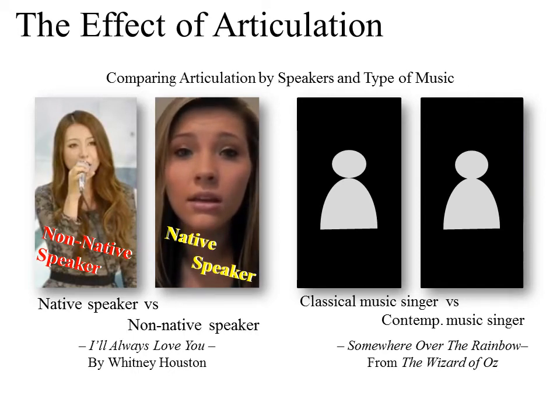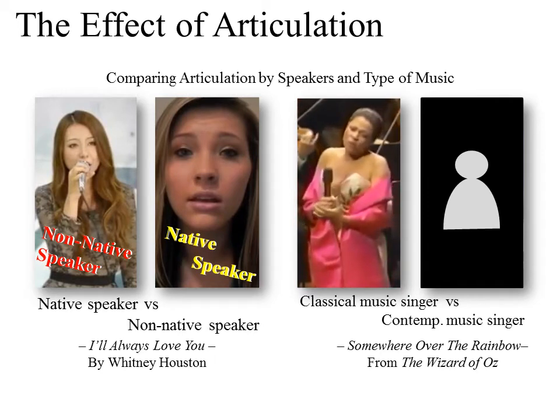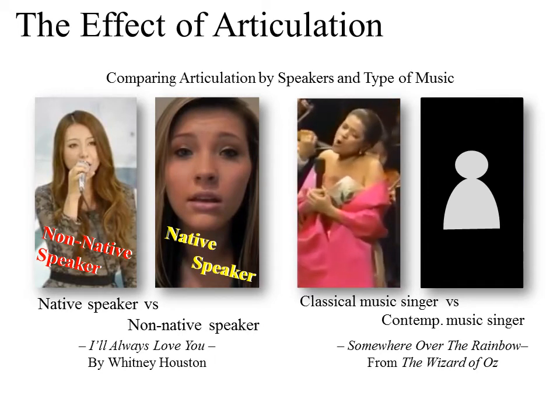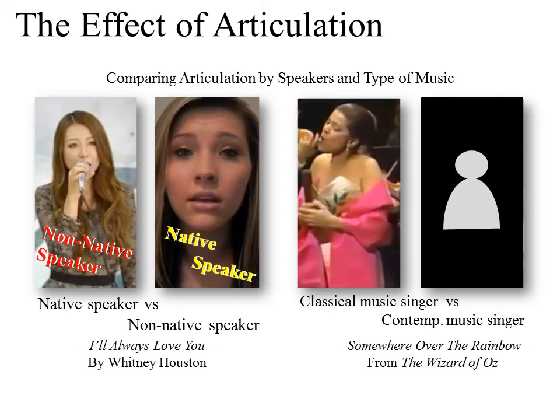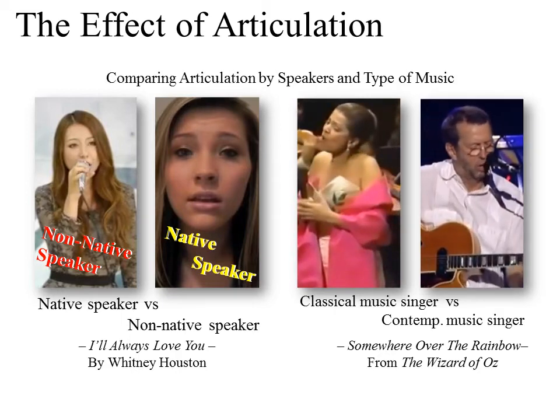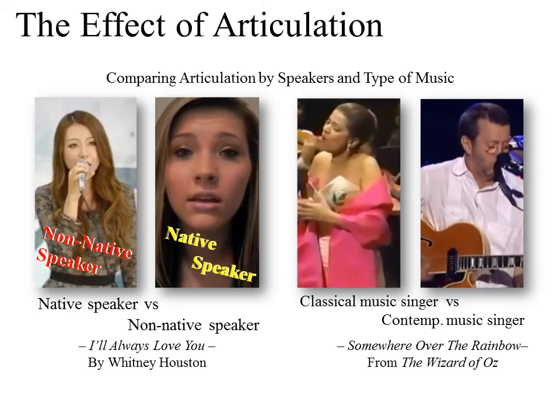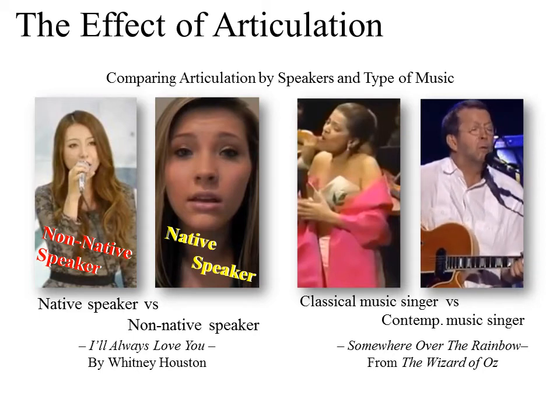If you have proper articulation, you can sing or speak as well as native speakers. And next, you will see differences between types of music. What can you find as the difference? Somewhere over the rainbow. The classical music singer takes care of consonants. On the other hand, the contemporary music singer puts emphasis on vowels.